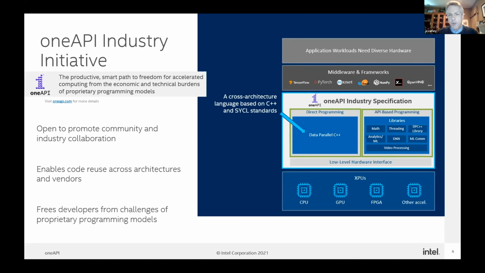And this is normal. When you have an industry in its innovative phase, many different experiments, many different proprietary instances exist, but at some point, the industry coalesces and comes together to come up with a scalable, economic, and viable solution. And that's what we're trying to do with the oneAPI initiative.